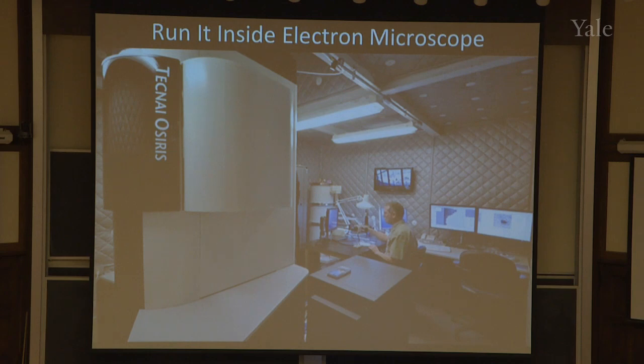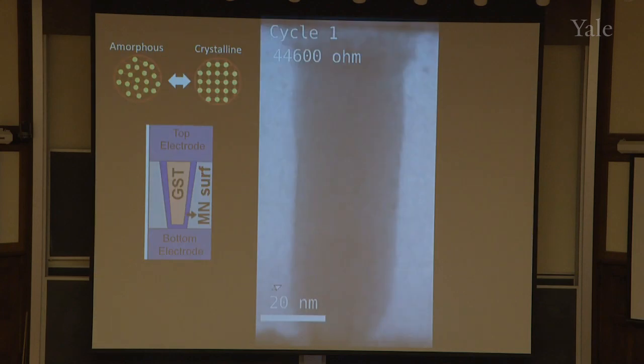This is Mike Rooks, who's a fantastic scientist and who runs this microscope and takes care of the microscope. And here's now the movie. So here is the device, and this is just this GST pillar right here. Okay? Now, I'm showing you the resistance I'm reading here. So in this particular state, it's 44,600 ohms, so 44 kilo ohm.